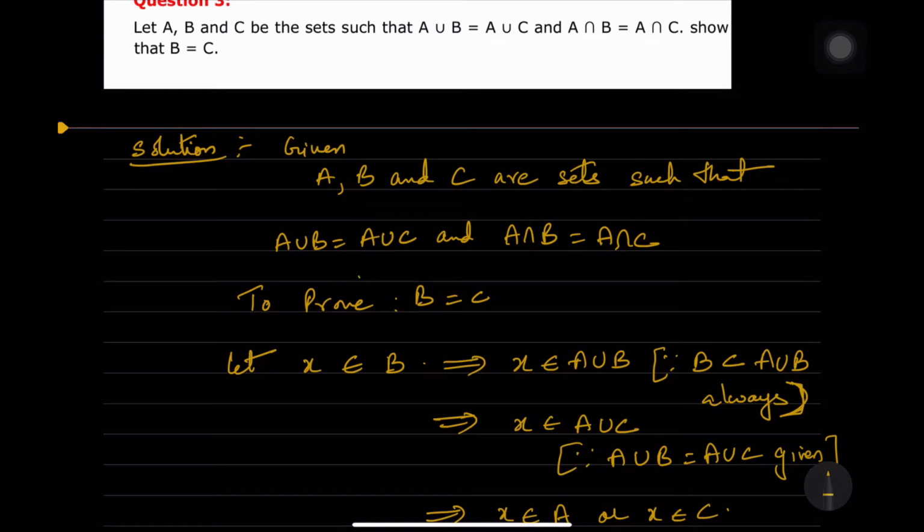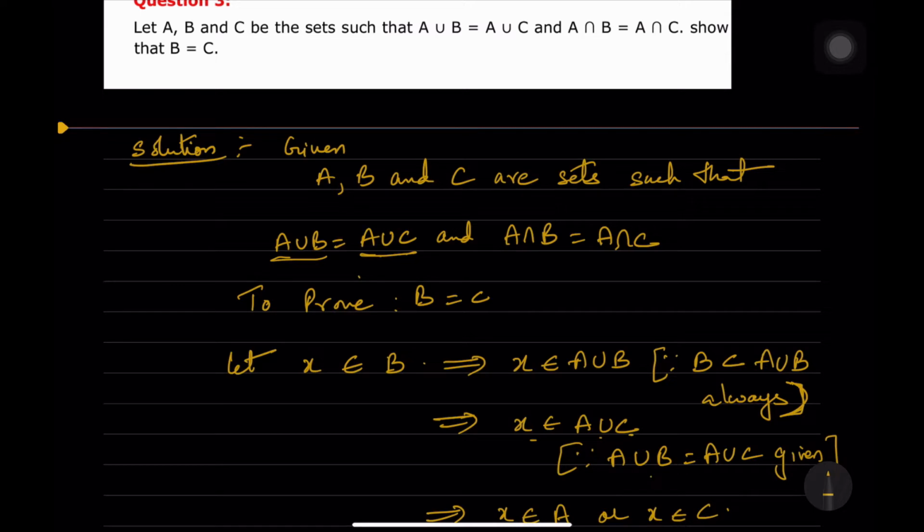We are taking some element x belongs to B, which implies that x will definitely belong to A union B, because all elements that are in B will also be in A union B. Since B is always a subset of A union B, and A is also a subset of A union B, x belongs to A union C, because A union B is equal to A union C.